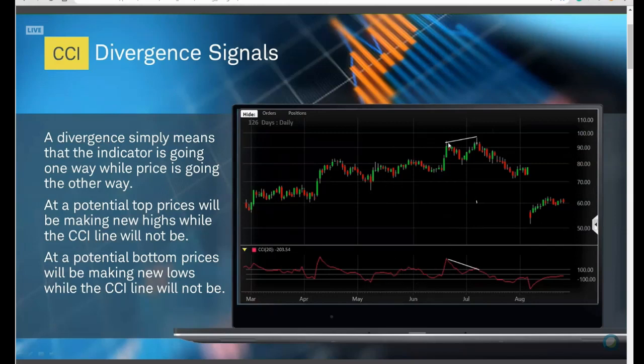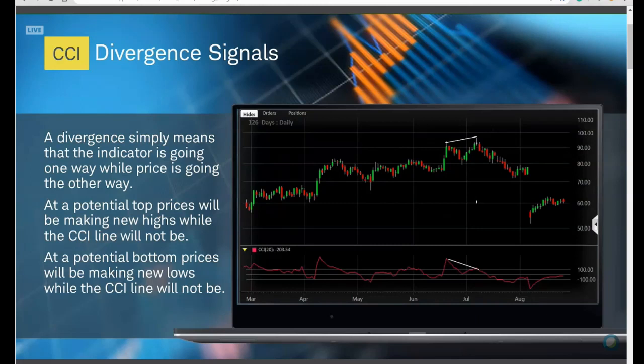So here, in the middle of June, we go up with the price, the CCI goes up, we pull back, we go up, make a higher high with the price. Does the CCI line make a higher high? No, it does not. All that means is the momentum taking you to that second high was maybe a little less than the momentum to the first high. A decrease in momentum doesn't have to mean the trend is going to switch, but it could mean that. So it's just a warning sign.